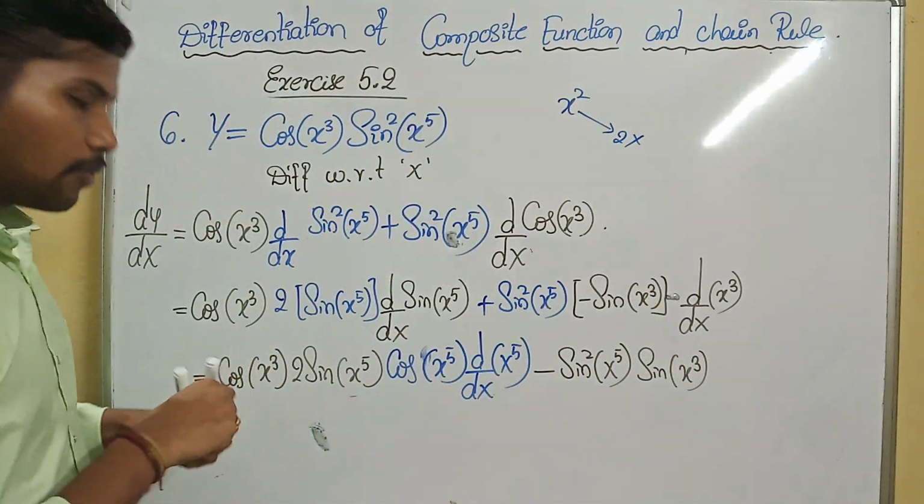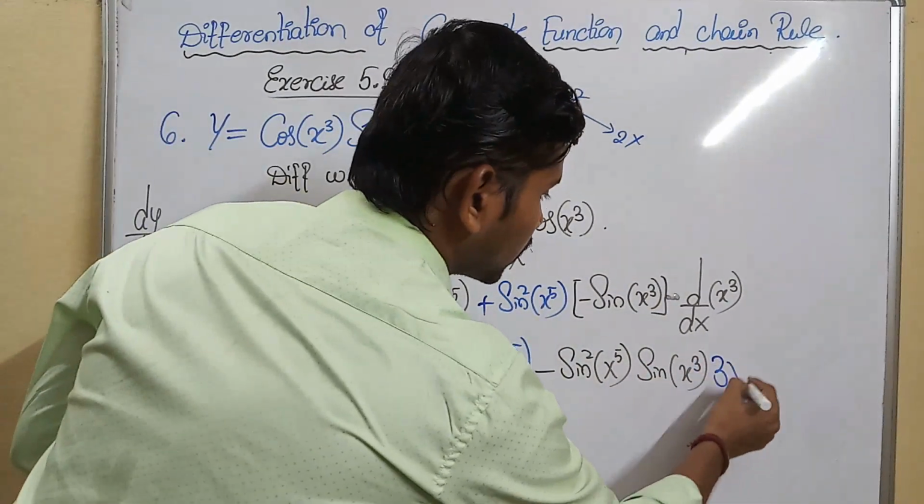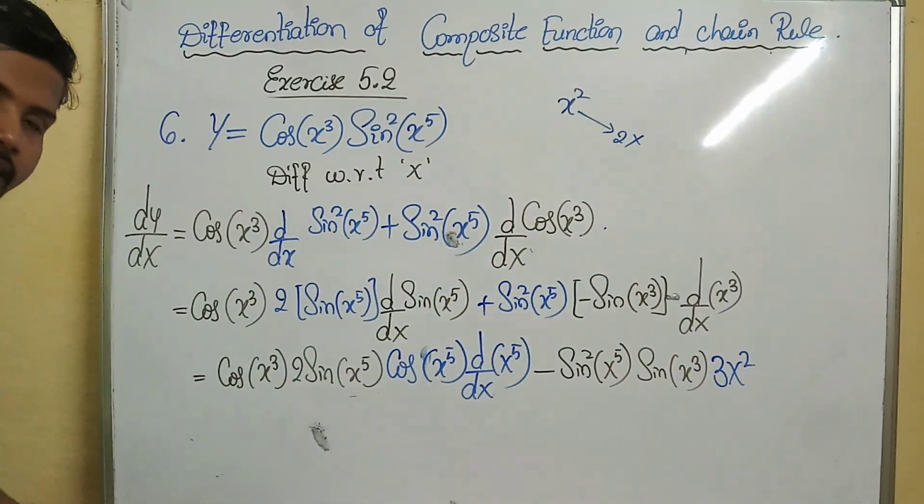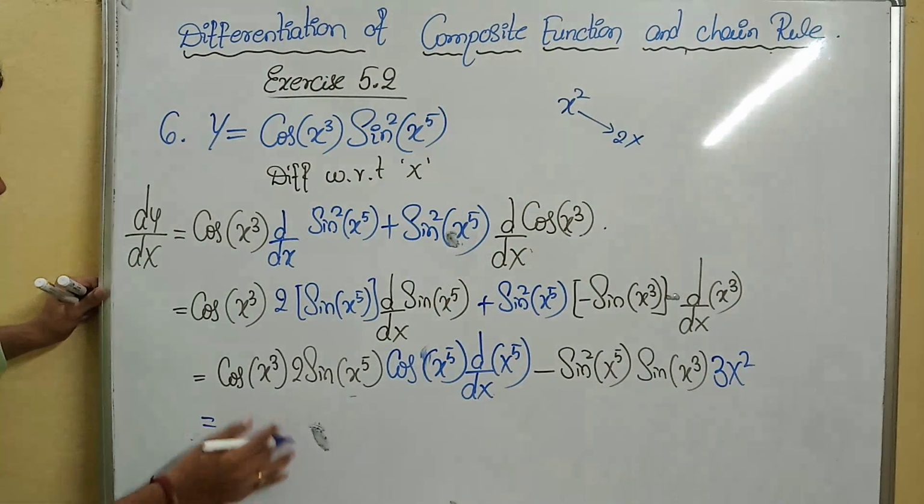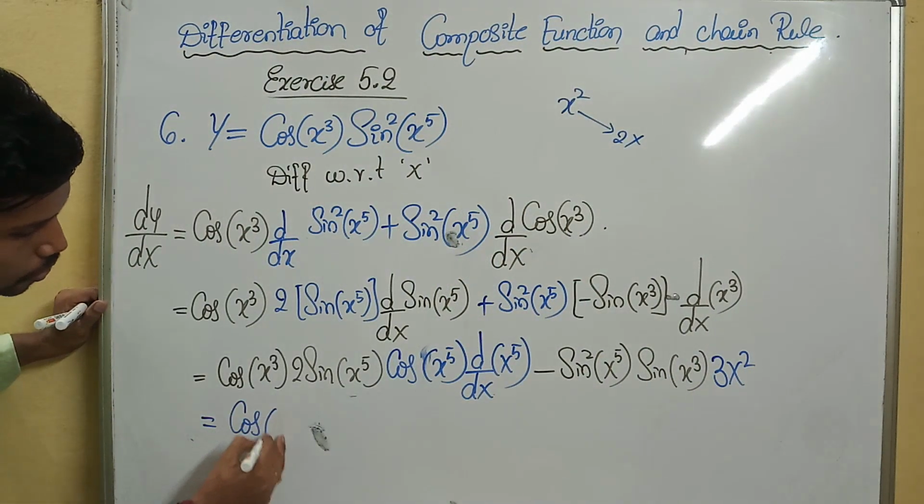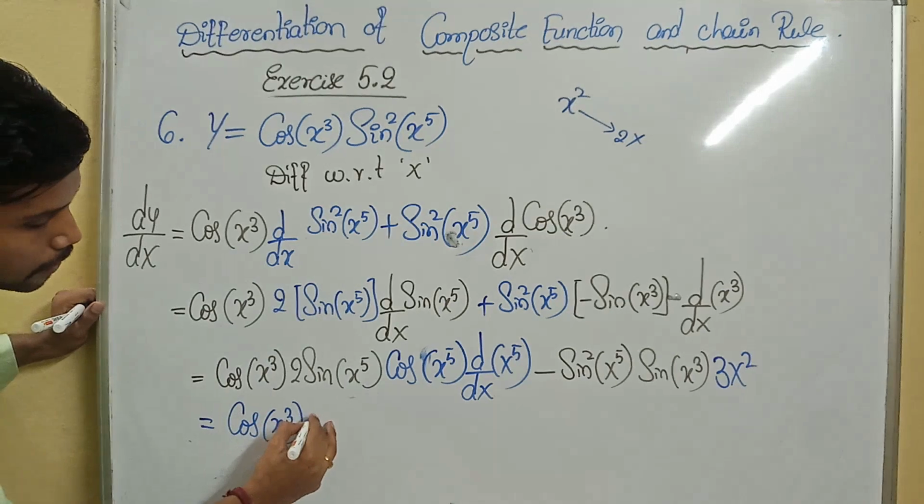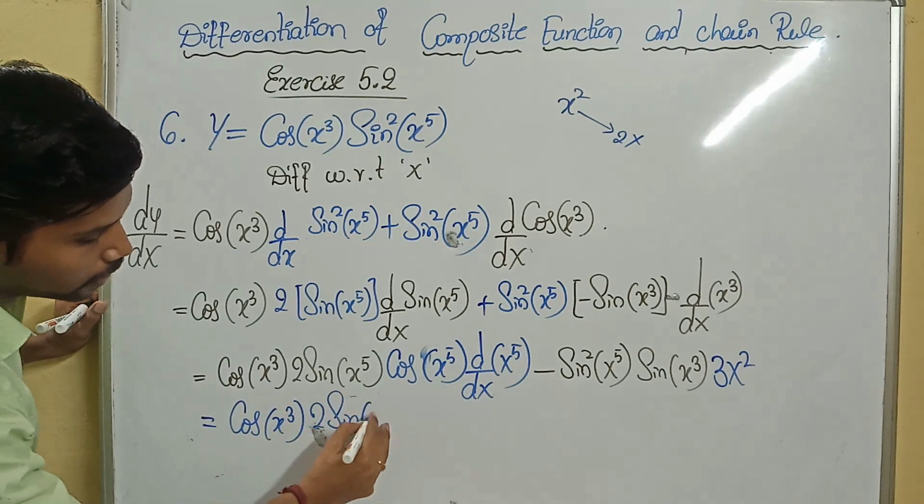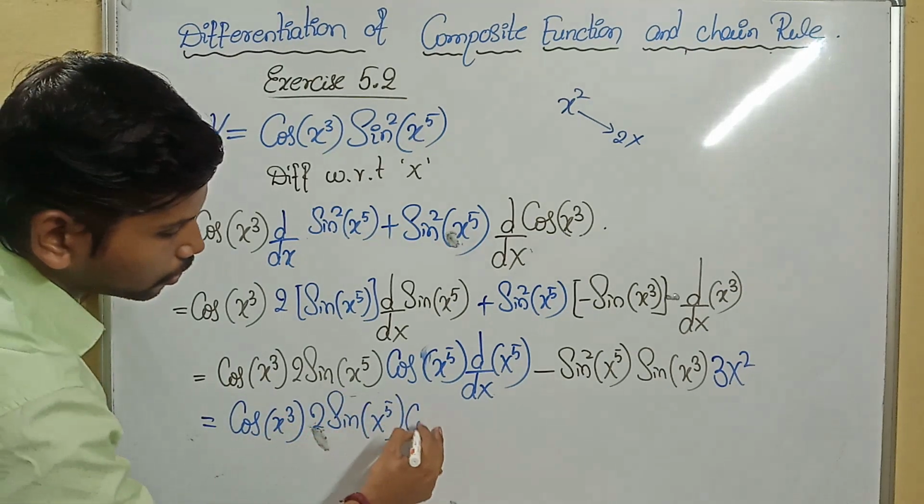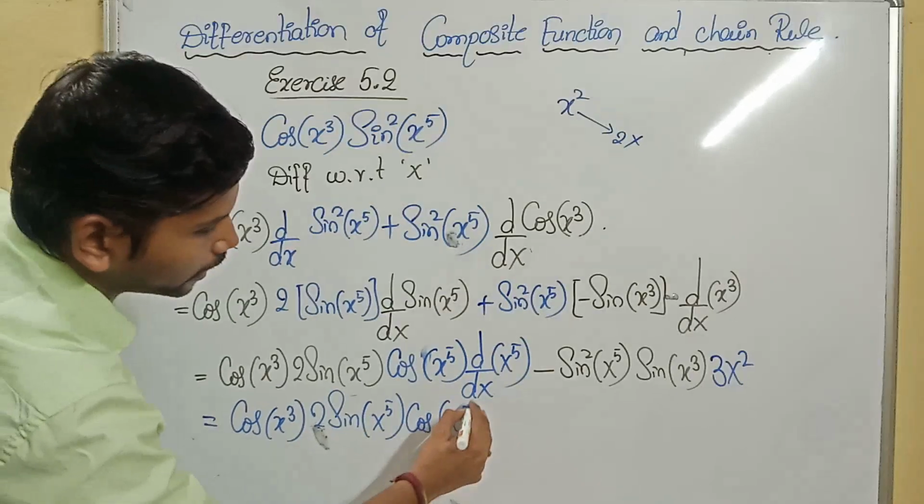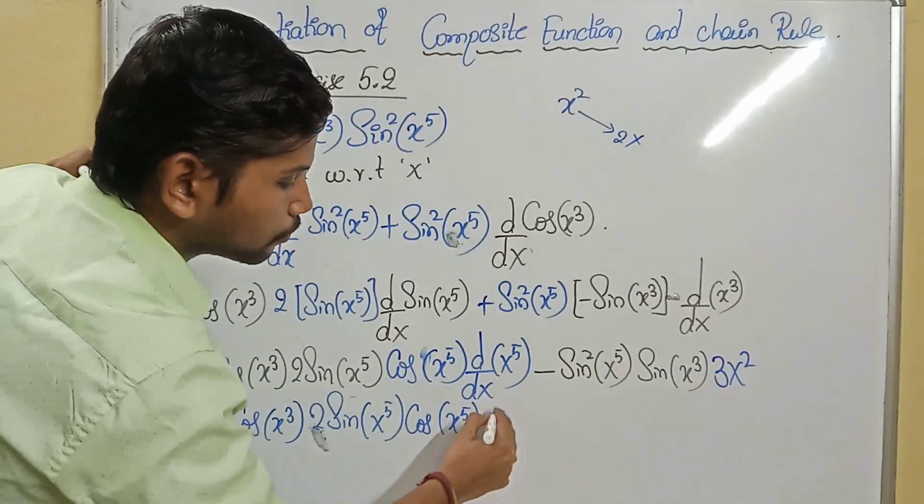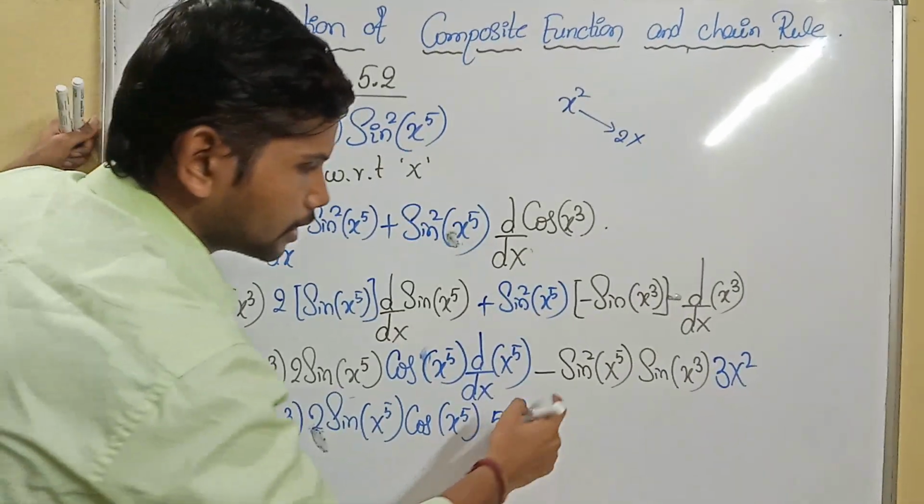What is the derivative of x cube? It is 3x square. Got it? Then after this one, I'd like to write this one as cos of x cube, 2 sine of x to the power 5 cos of x to the power 5. What is the x to the power 5 derivative? 5x square. Got it? It will be minus.